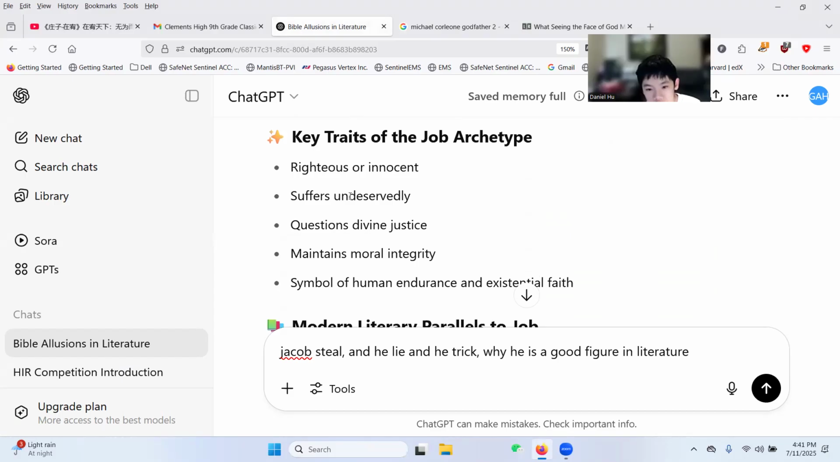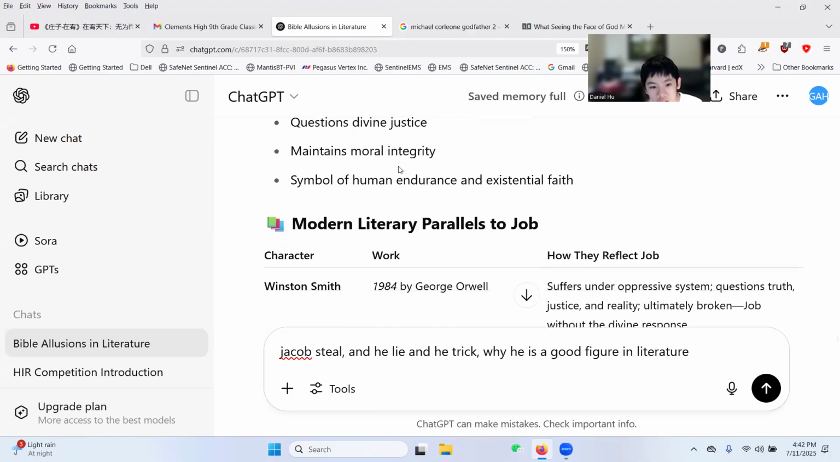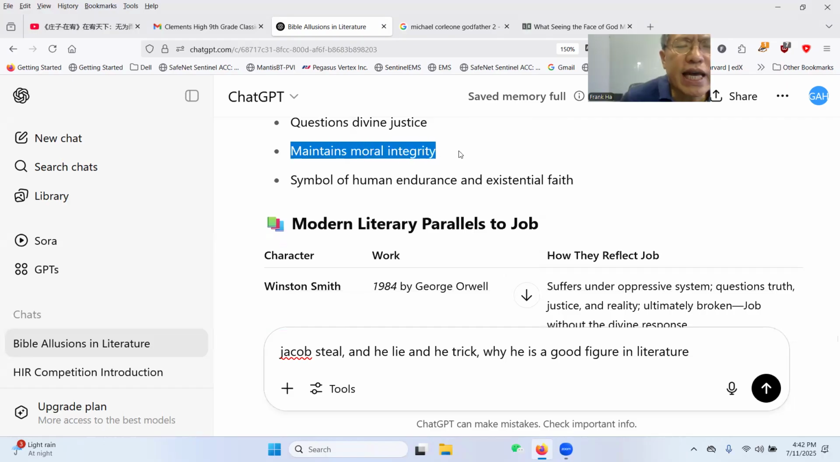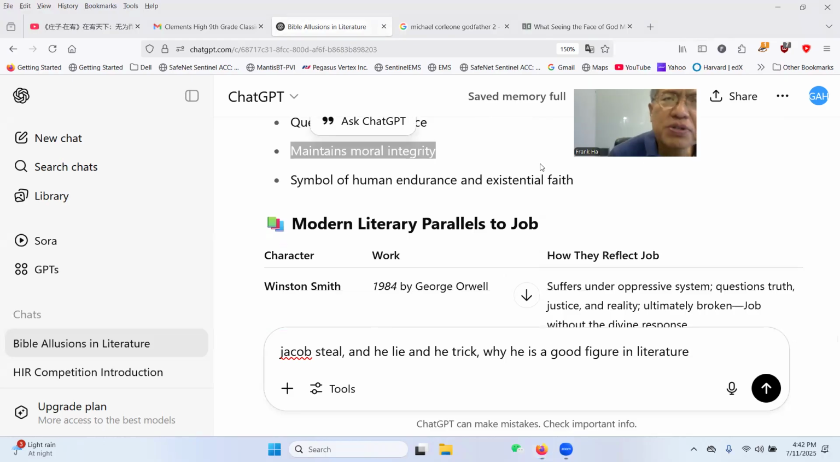Key traits of the Job archetype. Righteous or innocent, suffers undeservedly, questions divine justice, maintains moral integrity, symbol of human endurance and existential. So what is this? Maintains moral integrity. His wife and his friends all advise him to curse God and kill himself, commit suicide. He refused to do that. He knows his punishment, he doesn't deserve it, but he refused to curse God. He will endure his trust. In his trust, he holds his moral integrity.